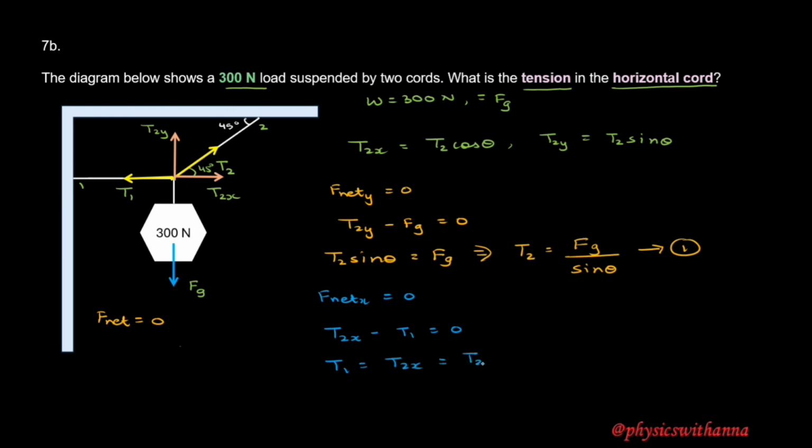T2x is nothing but T2 cosine theta. And T2 we found from equation 1. It is equal to Fg over sine theta. Substitute that here. So Fg over sine theta times cosine theta. Now substitute the value. T1 will be, Fg here is the weight, 300 Newton, times cosine of the angle theta, 45, over sine 45. And when you solve this, you get the tension in cord 1 to be equal to 300 Newton.